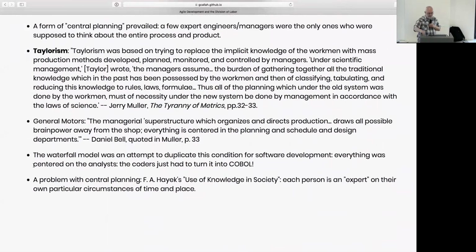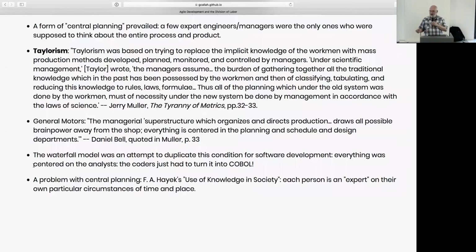We have a quote from Daniel Bell on how General Motors' managerial structure was intended to draw all the brain power away from the factory floor. Everything was centered in the planning and schedule and design departments.